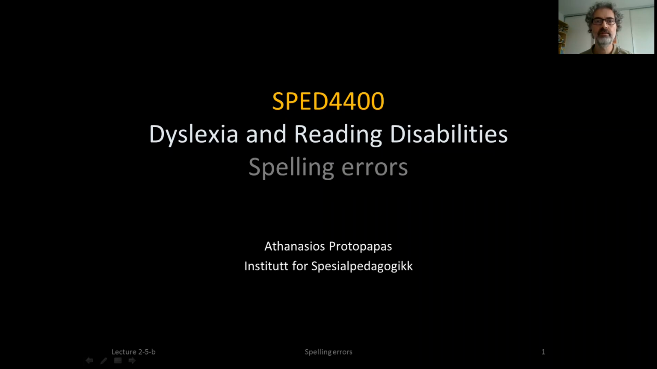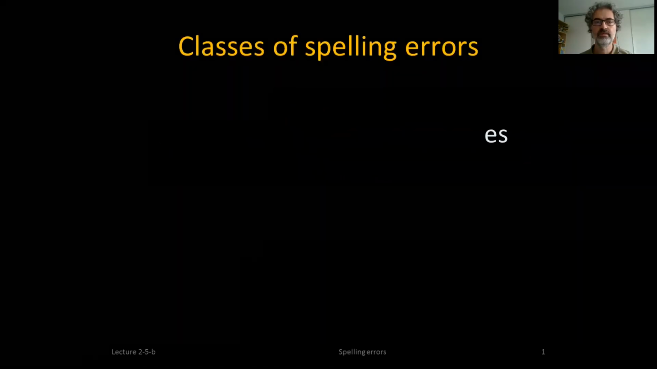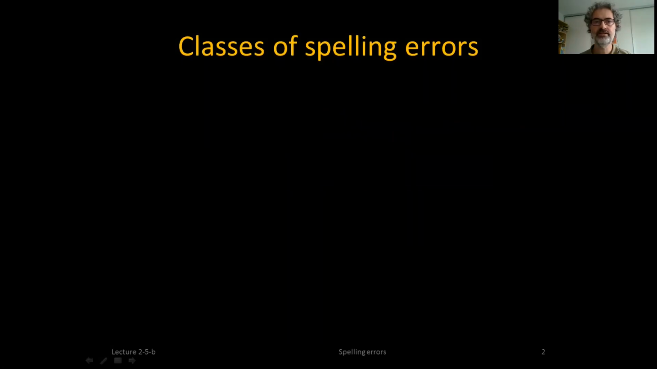In this video, we will talk about spelling errors. Spelling errors occur when the letter sequence that is produced is not the same as the conventional way of spelling the word. But not all differences are the same. Not all differences have the same importance or meaning.